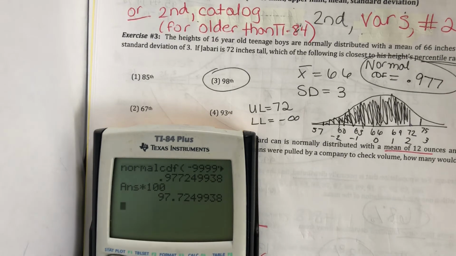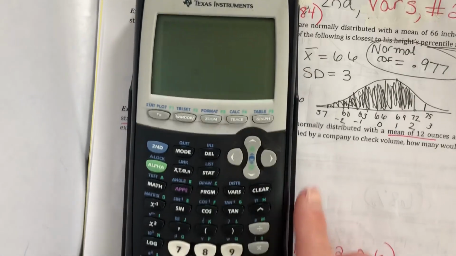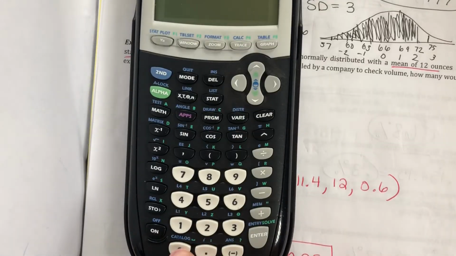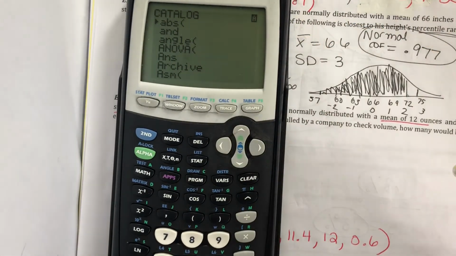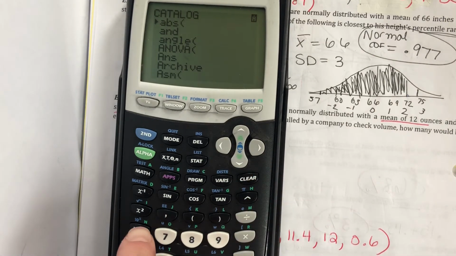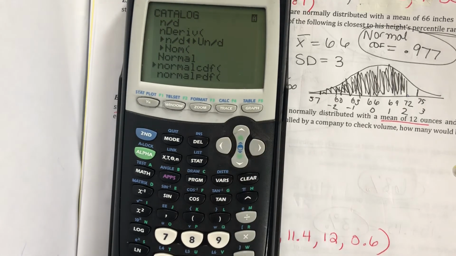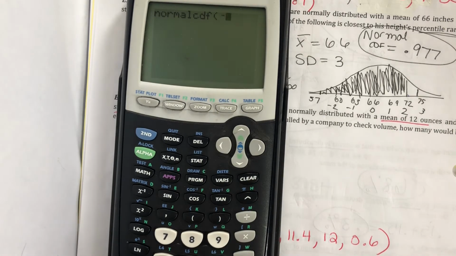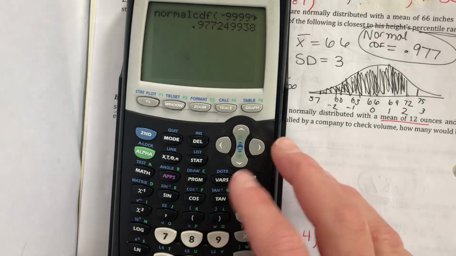Okay. Now, if for some reason you can't find this norm CDF in your calculator, what you can do is do second catalog, which is down here, the 0 button. And then once you're in the catalog, you're automatically in alpha mode. So to find norm CDF, you could just press N here. See that green N? It'll take you to the M's. And then you could find norm CDF that way. Okay? And then you'd have to just type in the lower limit, negative 9999999, the upper limit 72, the average 66, and the standard deviation 3, and so you get the same answer. Okay?